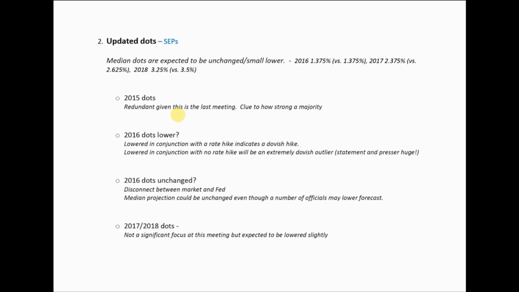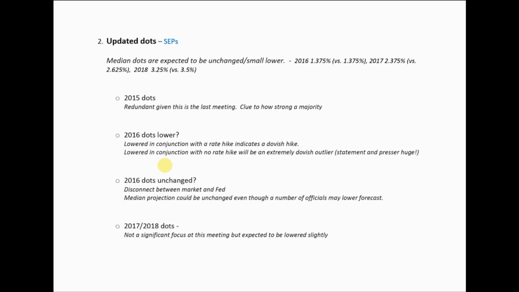Scenario analysis, we always talk about this. What if the 2016 dots are lower? So they could be lowered in conjunction with a rate hike, and this indicates a dovish hike. Now the market is expecting a dovish hike, they've often talked about slow, gradual rate rises, maybe not the one and done scenario, but the market and the Fed have talked about a very balanced pace of rate hikes. So if we do have a lowered dot for 2016 in conjunction with a rate hike, it does indicate a slightly dovish hike, and probably what the market is expecting.